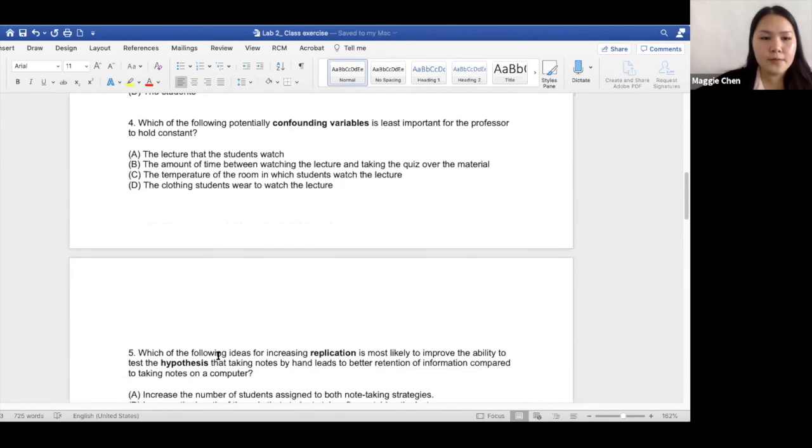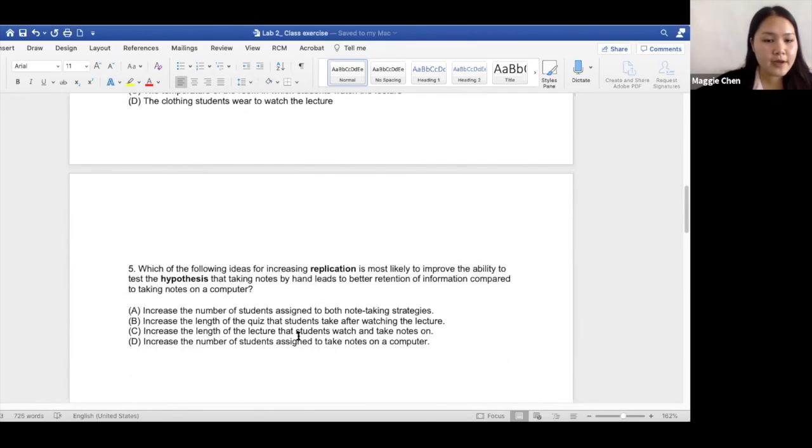So for question 5, which of the following ideas for increasing replication is most likely to improve the ability to test the hypothesis that taking notes by hand leads to better retention of information compared to taking notes on a computer? So what we want to say, if we wanted to increase replication between these 4 different points, which would be more likely to give us an improvement of our overall study.